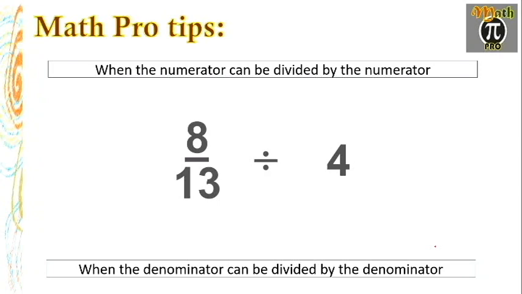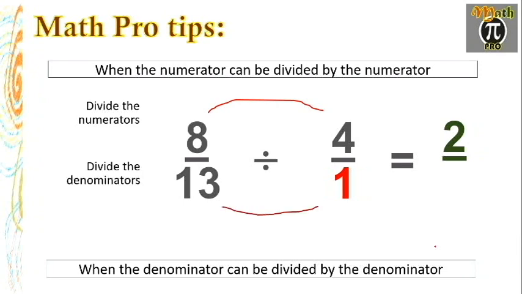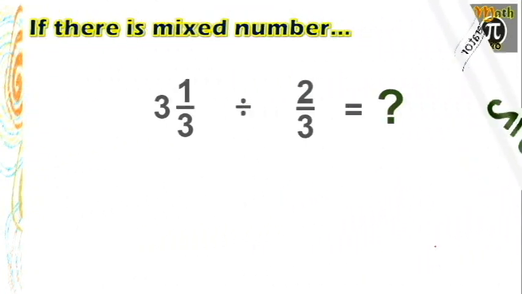Even if there is a whole number, we can do the same procedure. Notice that 4 can be replaced by 4 over 1. So now we can divide the numerators, 8 divided by 4, which is 2, and the denominators, 13 divided by 1, which is 13.